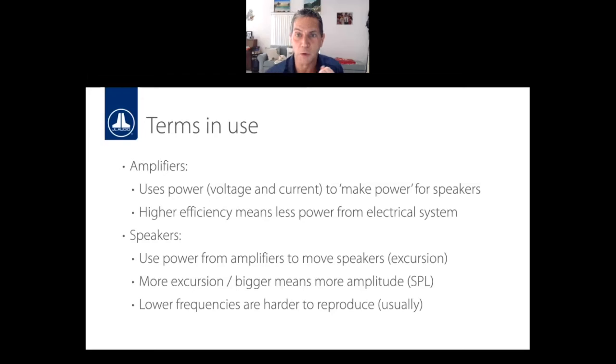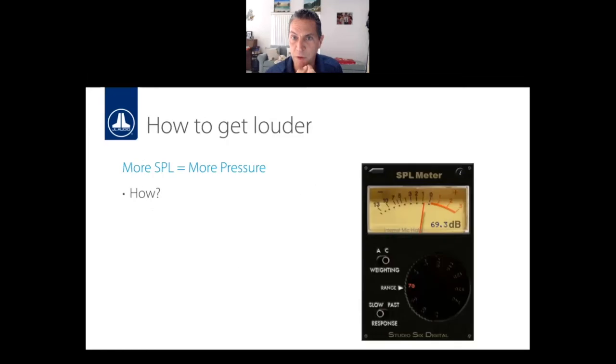And when we do that, things can be greatly improved. Speaking of improving things, let's talk about how we're going to get louder. To get louder, we need more sound pressure level, more pressure. By definition, that's what we're looking for. So how do we get there? Well, there's a couple of different ways. Truly, only a couple of different ways.